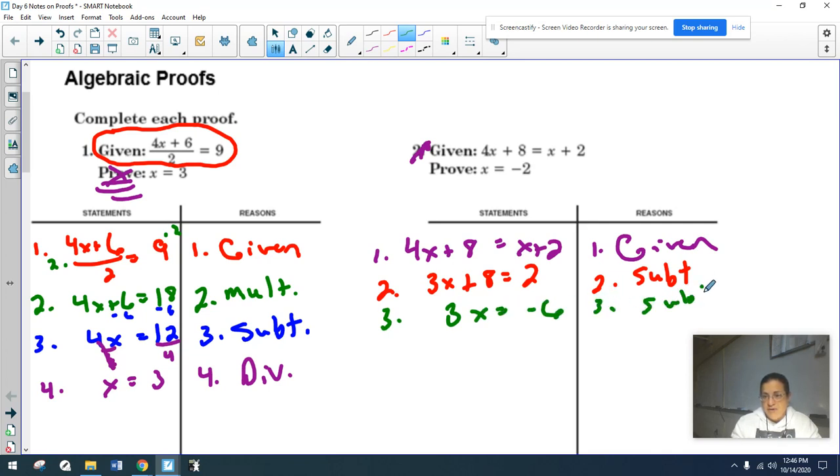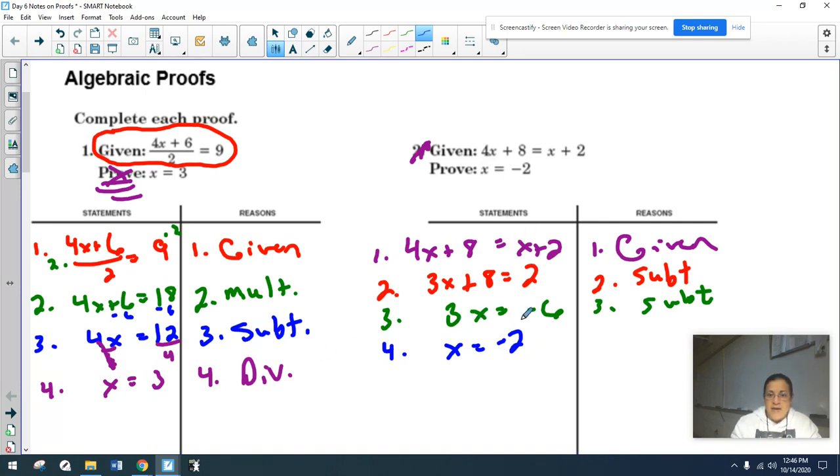So if it's the same reason, you can kind of do both in one step. Step 4 looks like this. So you don't have to write your steps. If it helps you, write them. I have no problem with that. But this is all you really need.